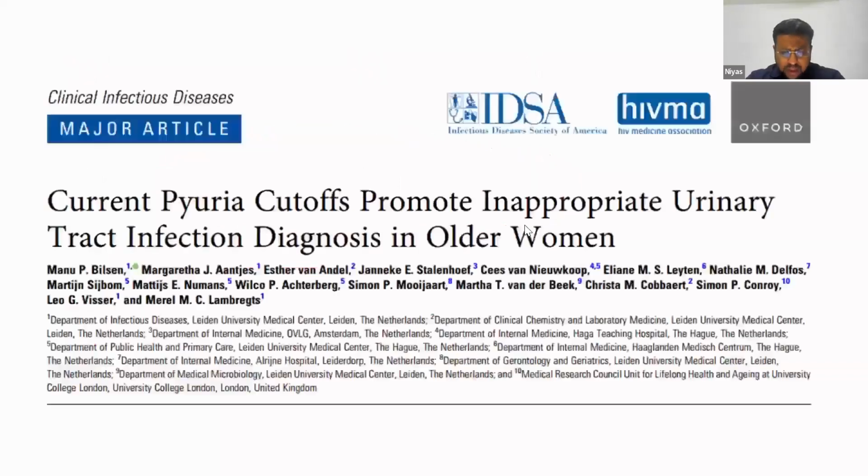But this is pyuria. Can we use this particular cutoff of pyuria to say that a patient has urinary tract infection? This is an interesting study which was recently published in Clinical Infectious Diseases, where they looked at whether the current pyuria cutoff of 10 led to inappropriate urinary tract infection diagnosis. Now, this is something that we commonly do. If you see 10 pus cells, 20 pus cells, 100 pus cells in a patient presenting with non-specific symptoms also, we always have a tendency to brand it as UTI and treat it as UTI. Many of the times it may not actually be so.